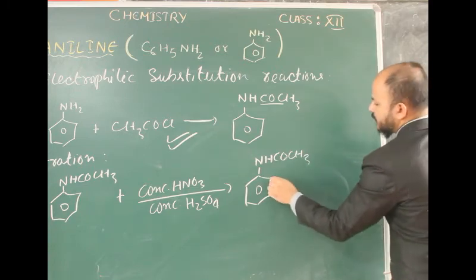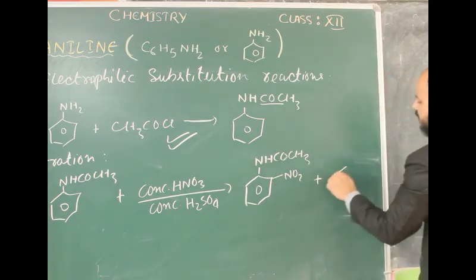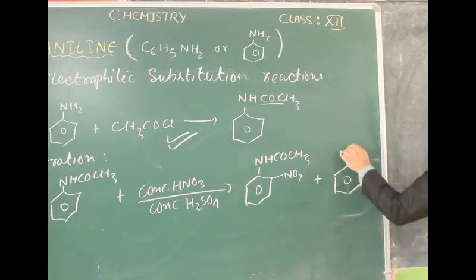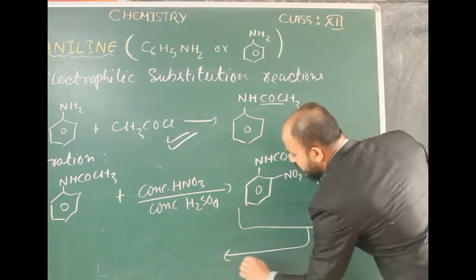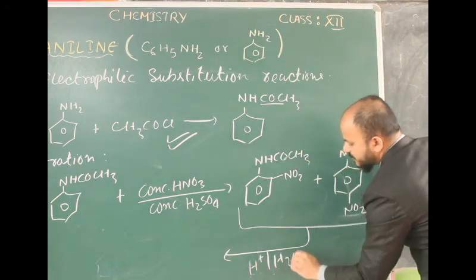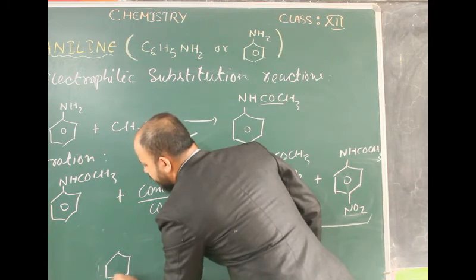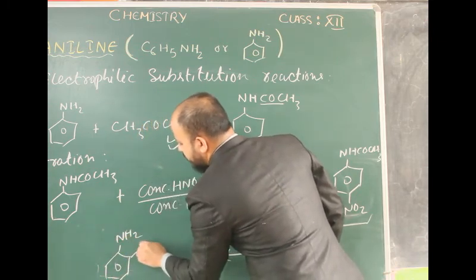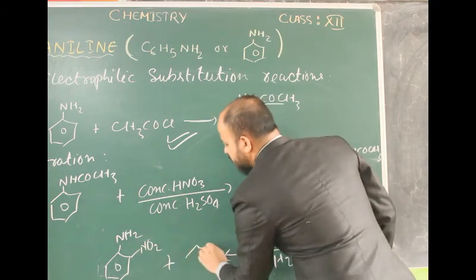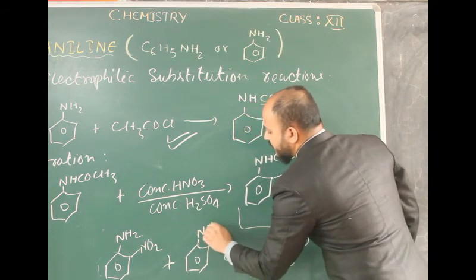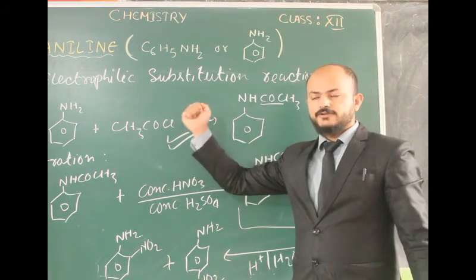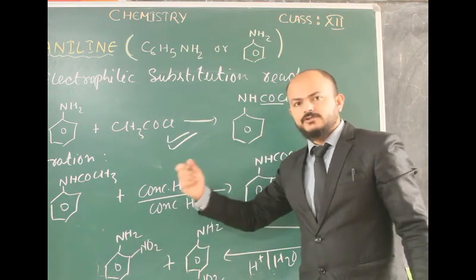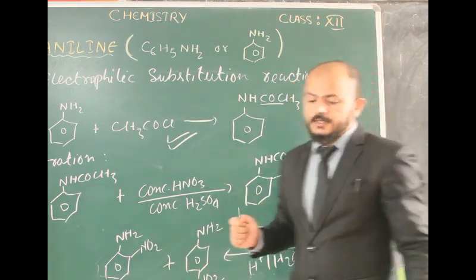NHCOCH3 with the NO2 coming in the ortho position, and the next one has the NO2 group coming at the para position. I told you how to get back this NH2 group: you just have to do hydrolysis, acidic hydrolysis. Once you do it, you get the desired product. That is, the NH2 group will come back. You will be getting the NO2 group at the ortho position with the NH2 group back, and at the para position you have the NO2 group. So this is the process of carrying out nitration if you want to obtain either ortho-substituted product or para-substituted product.